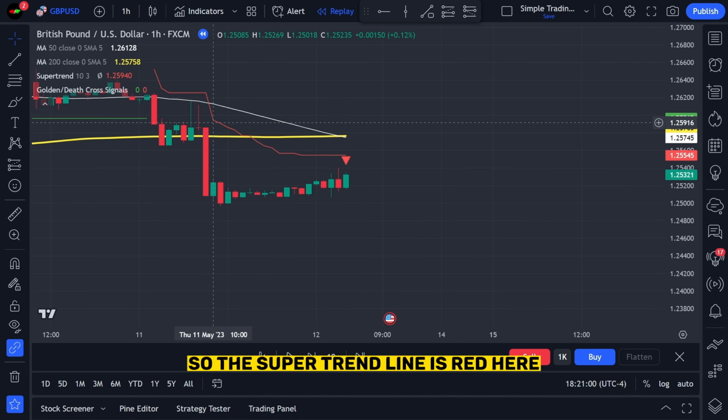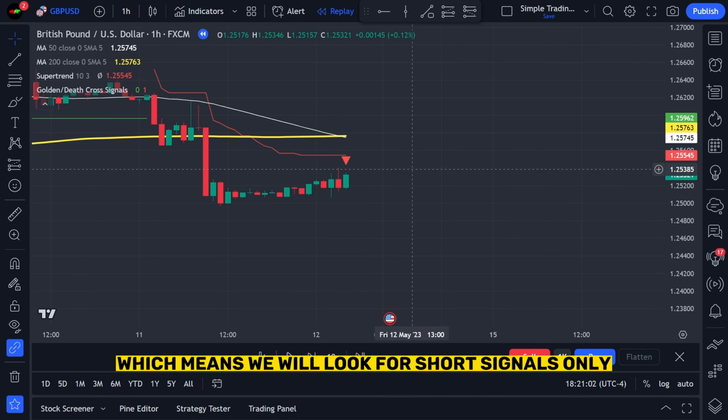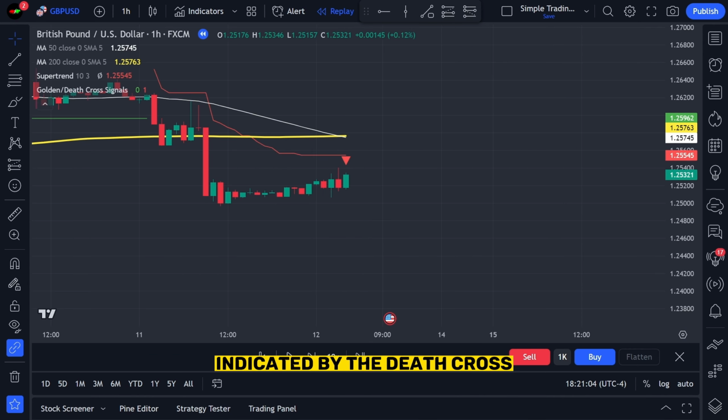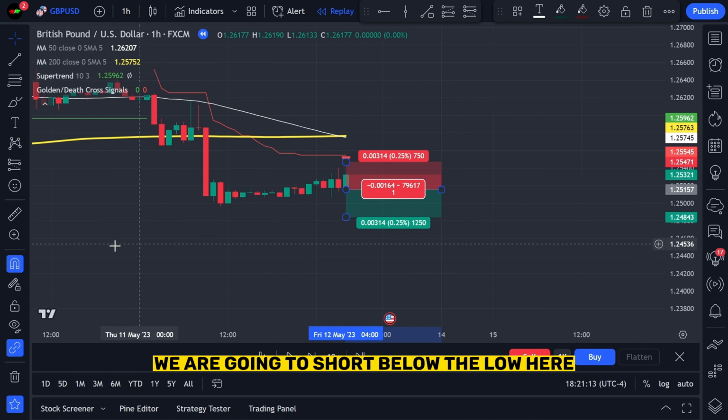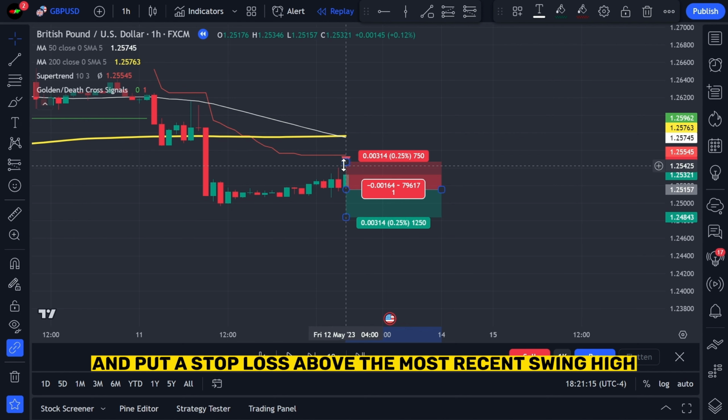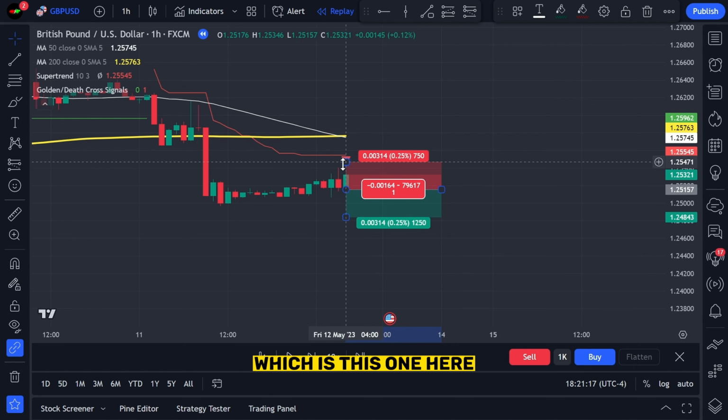So, the supertrend line is red here, which means we will look for short signals only, indicated by the death cross. And here we have a signal. We are going to short below the low here. And put a stop loss above the most recent swing high, which is this one here.